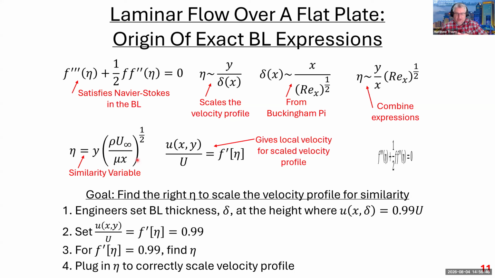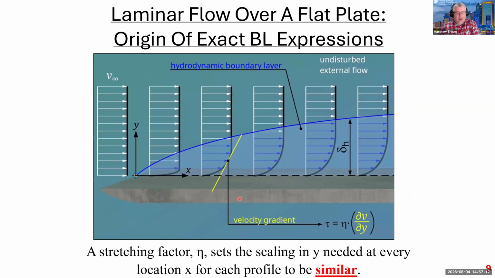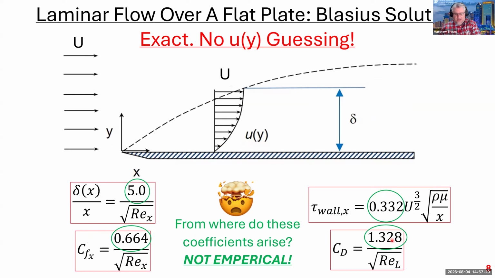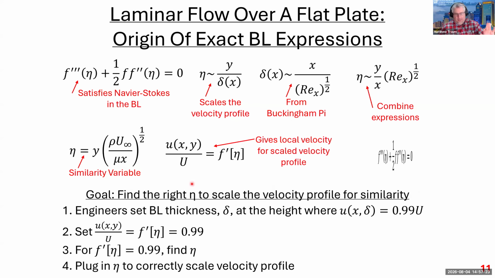So it turns out, because of that stretching, that scaling property of eta, that the first derivative of this solution to Navier-Stokes, the Blasius solution, is equal to the local velocity. So wherever you happen to be in the boundary layer, x, y, non-dimensionalized by the free stream velocity, that is the first derivative of this function. So with all of this information, we can now actually find numerical values that get us to these numbers in these correlations.